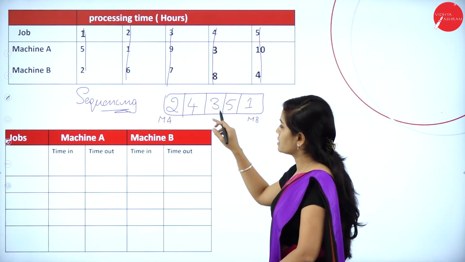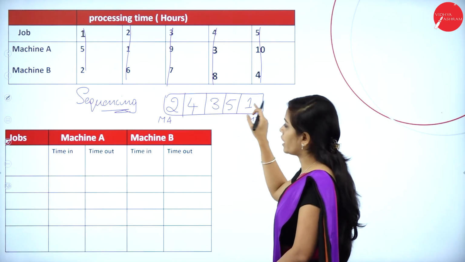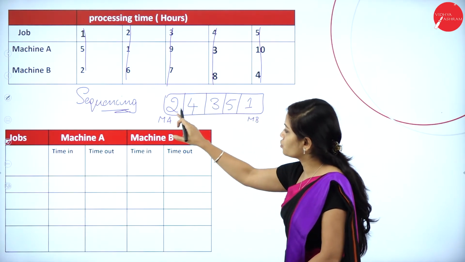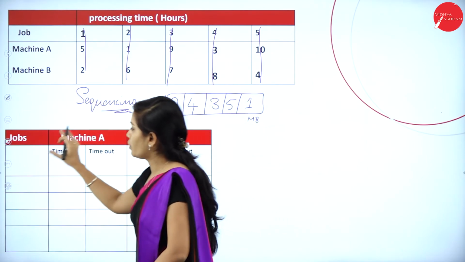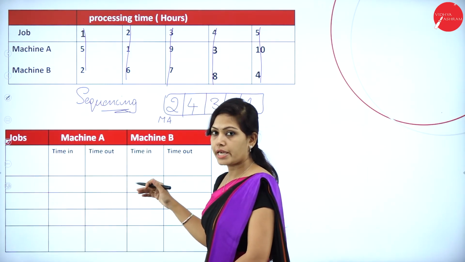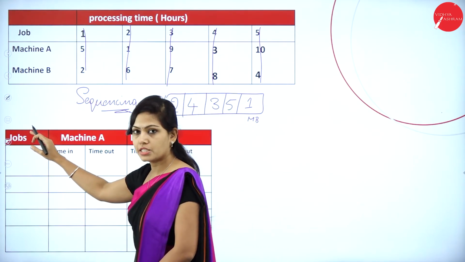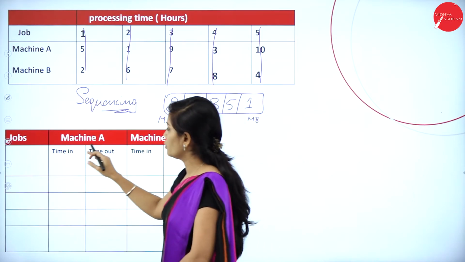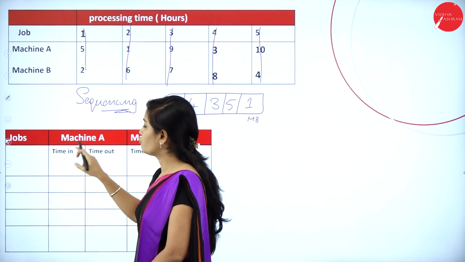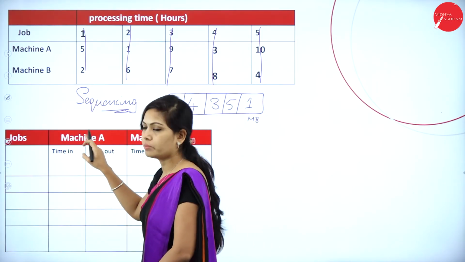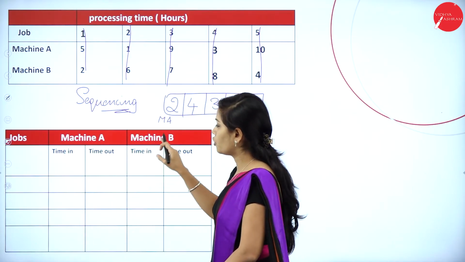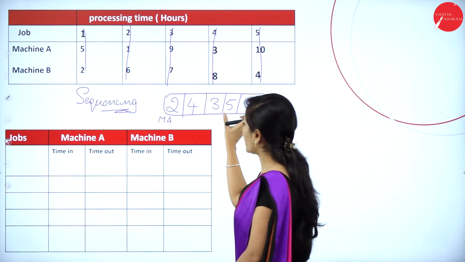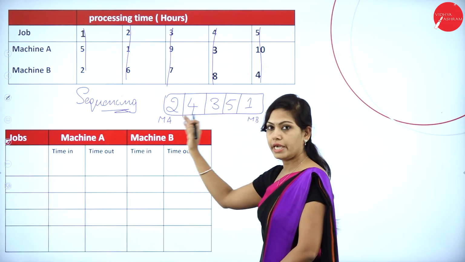So now the sequencing is 2, 4, 3, 5, 1. The job sequencing is 2, 4, 3, 5, 1. You have to write it in a table. Again, you have to draw one table. So heading is jobs, machine A and machine B. And you have to find time in for machine A, time out for machine A, time in for machine B, time out for machine B. So first you have to write this order in this table.